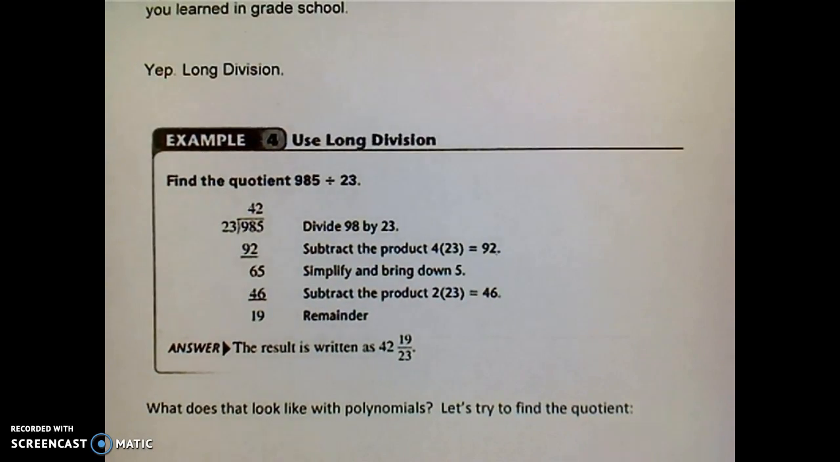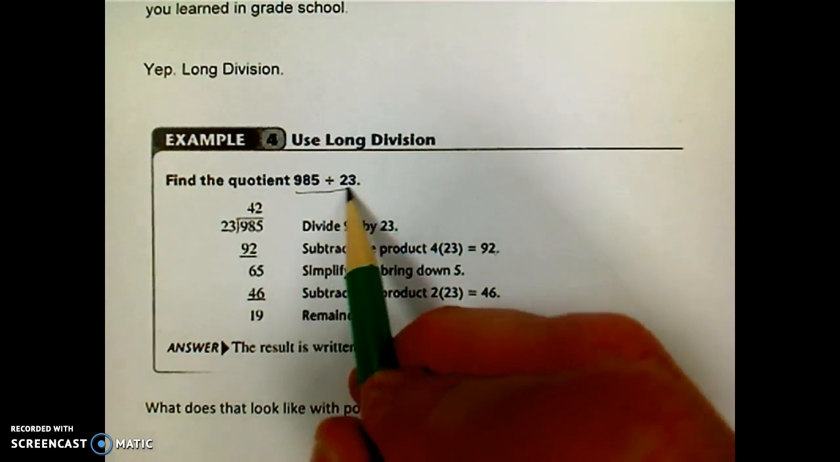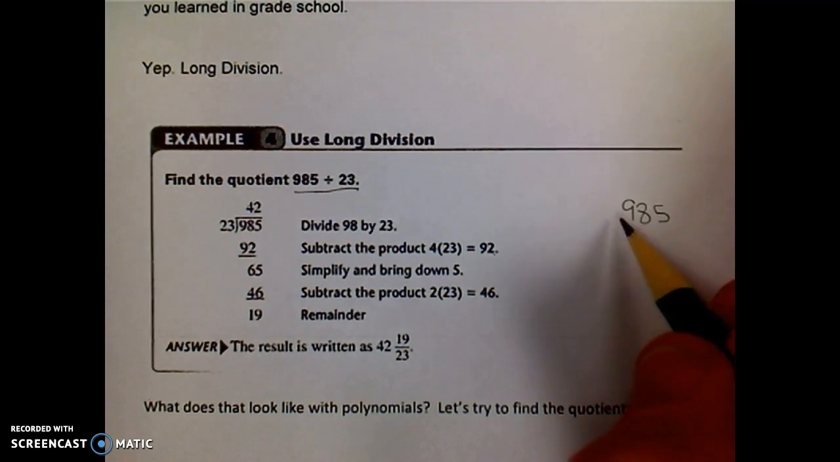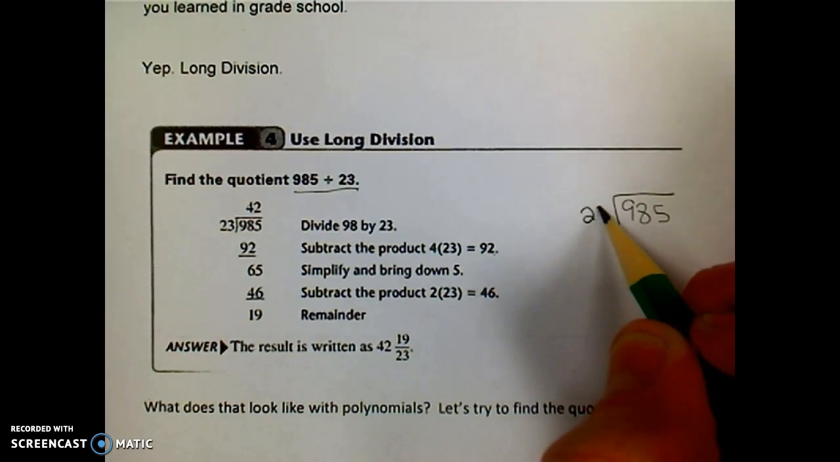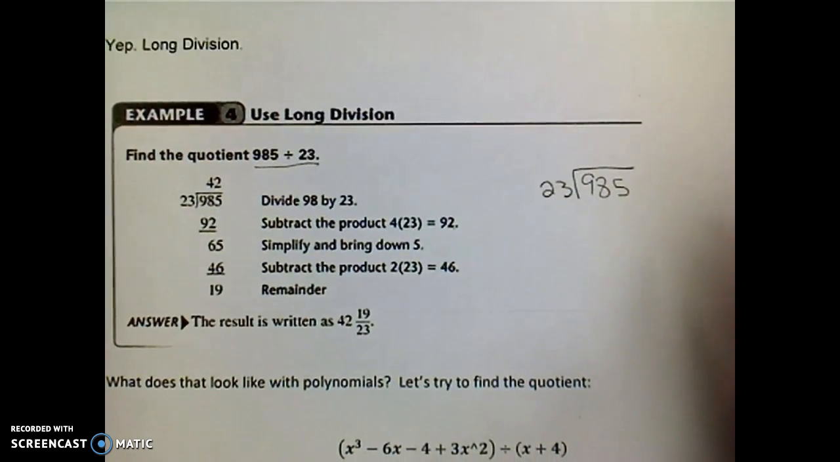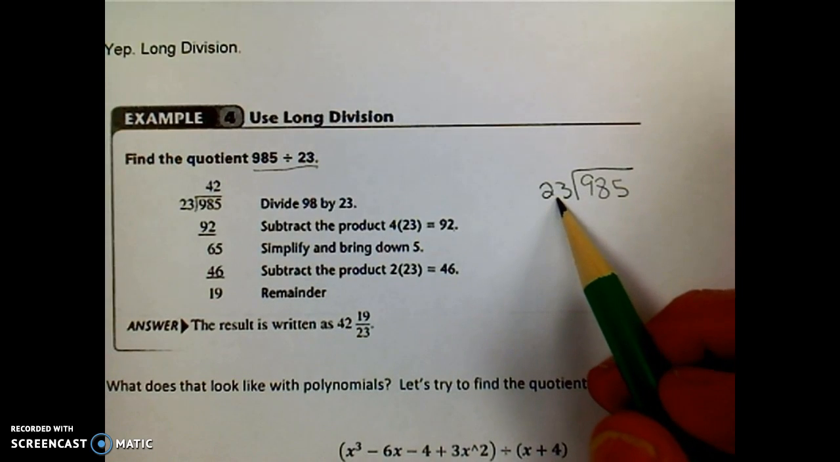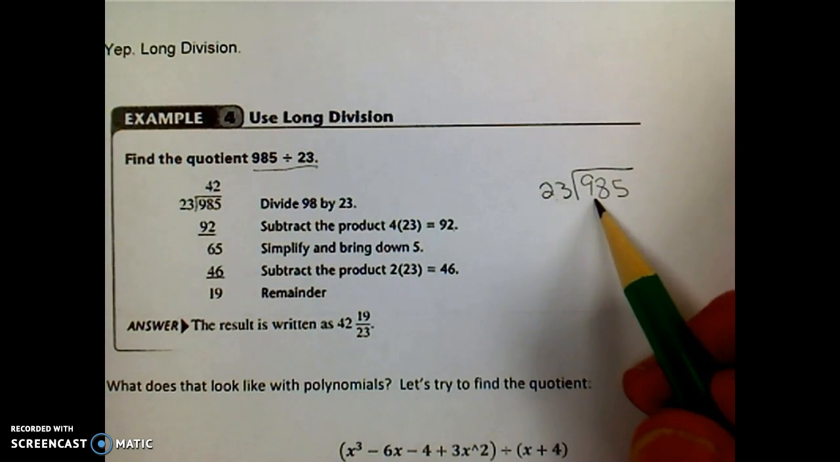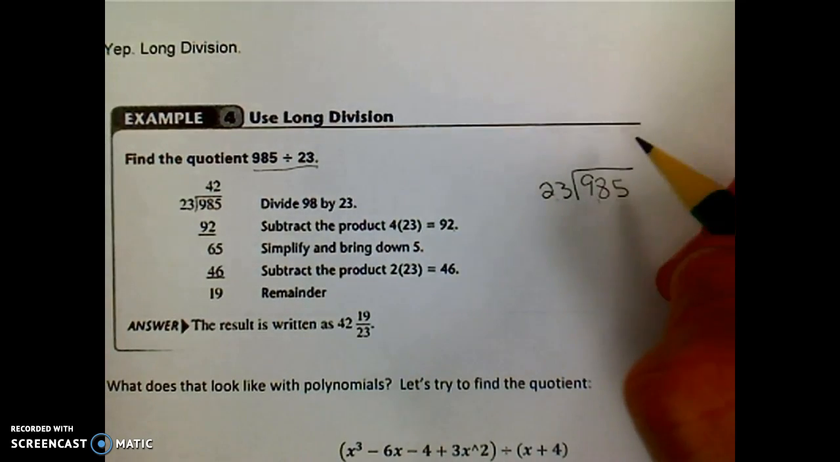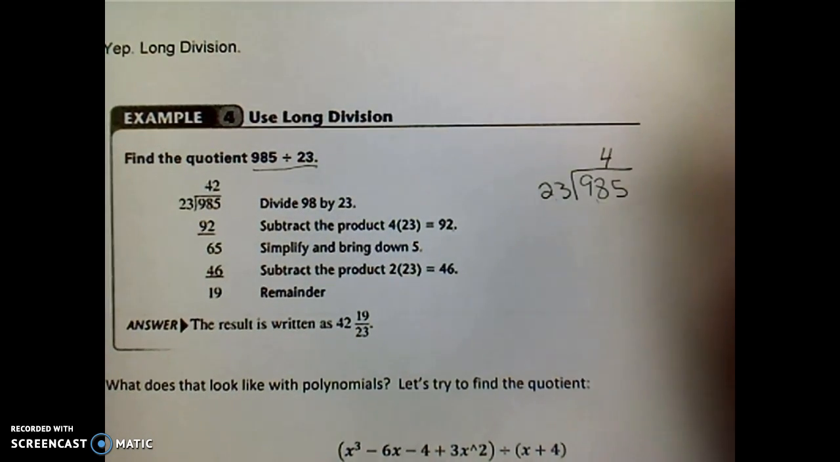If you remember doing long division with numbers, say for instance 985 divided by 23, we're going to put the 985 inside of our box, the 23 outside. And remember there was a procedure. We're thinking about, well, what can I multiply times 23 that's going to get me close to 98 without going over? How many times does 23 go into 98? And it goes 4 times.